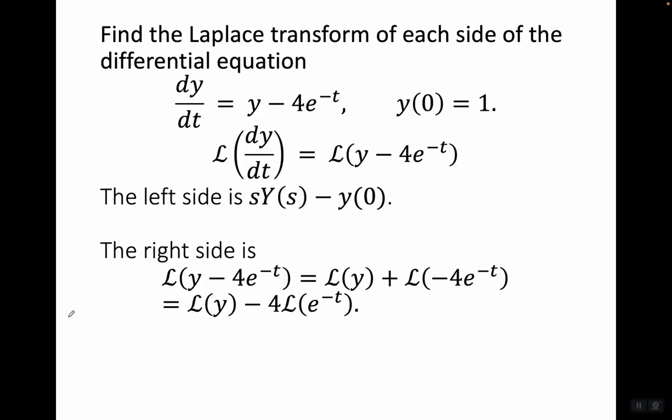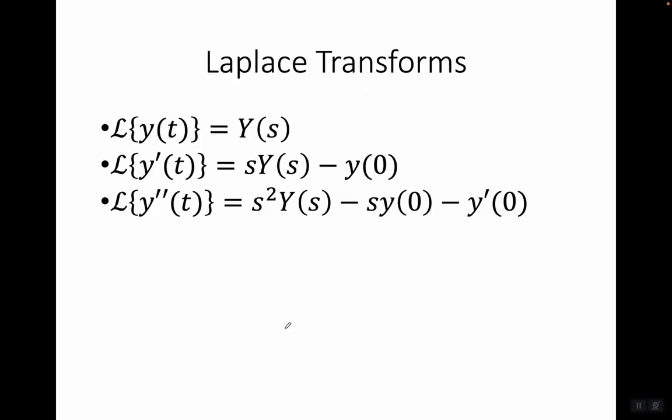Here's where we ended up. We took the Laplace transform of each side and ended up with this. The left side turns out to be sY(s) minus y(0), and the right side is the Laplace transform of y minus 4e^(-t), which is the Laplace transform of y minus 4 times the Laplace transform of e^(-t).